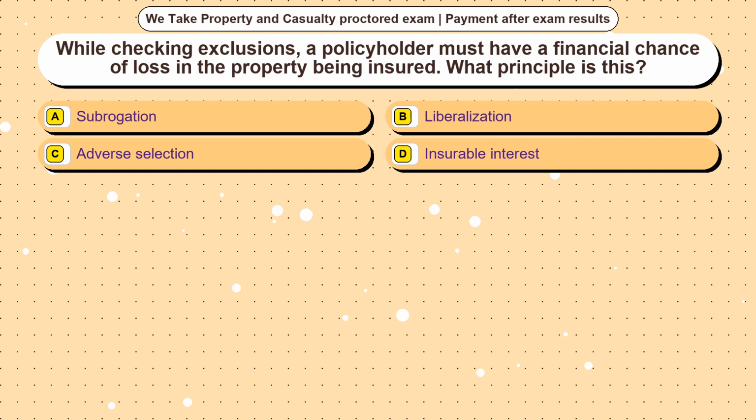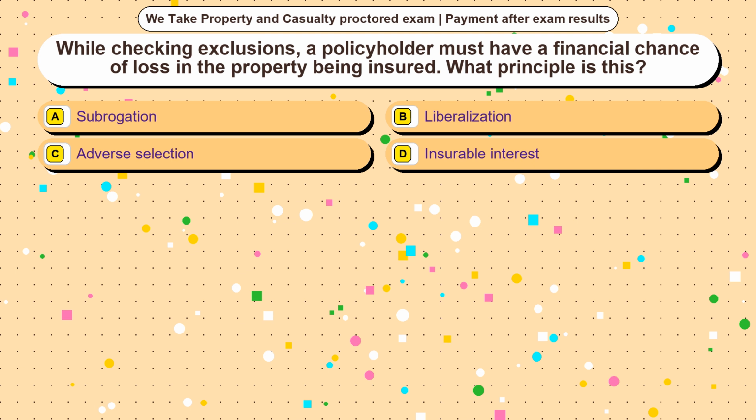Question 12. While checking exclusions, a policyholder must have a financial chance of loss in the property being insured. What principle is this? Option A, subrogation. Option B, liberalization. Option C, adverse selection. Option D, insurable interest. The correct answer is option.